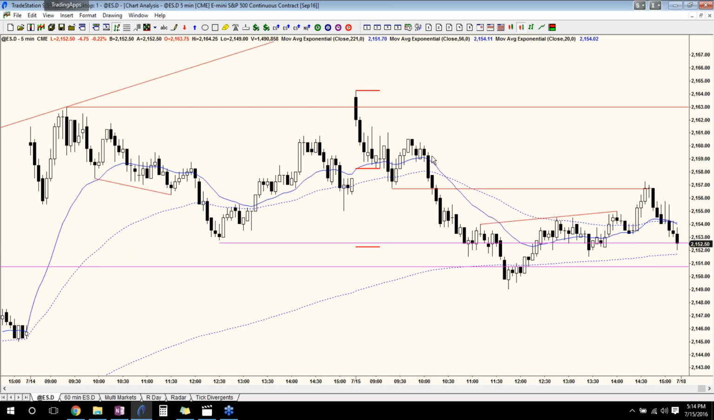Followed by a few breakout bars. You had a sell off here, sell off, sell off, sideways, sell off, and then sideways at the end of the day.